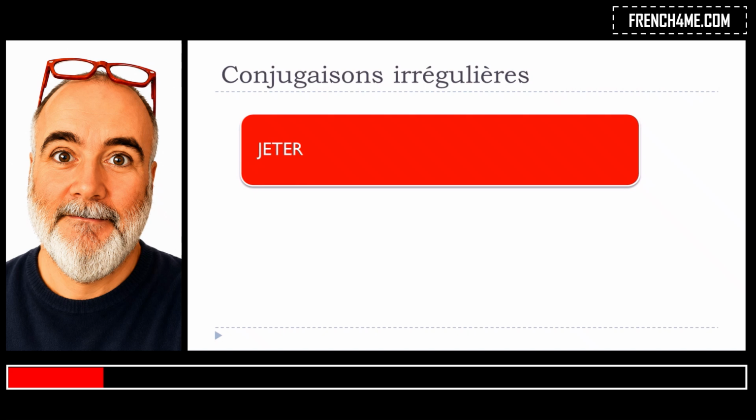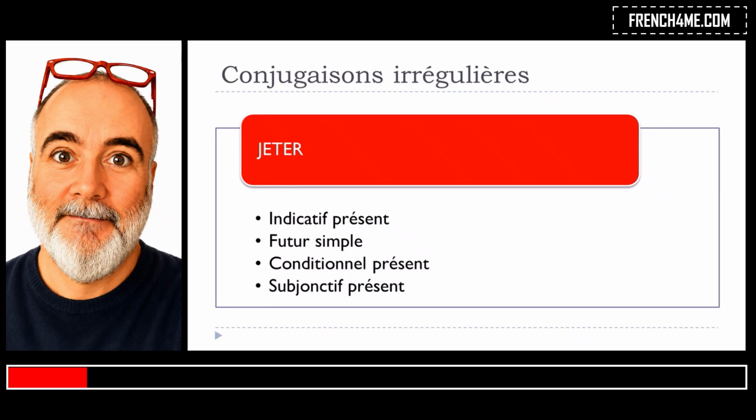And that's it. So keep in mind that for all the verbs that belong to this jeter family, the indicatif présent, futur simple, conditionnel présent, and subjonctif présent will have the little changes that we saw. For all the other tenses, no modifications, just follow the rules that we saw previously.